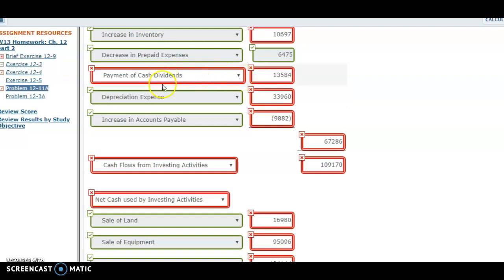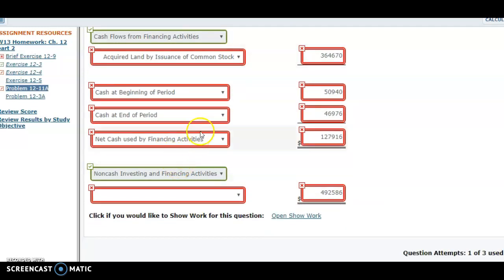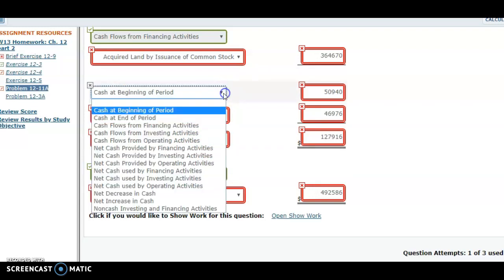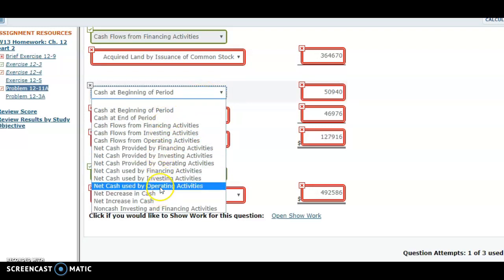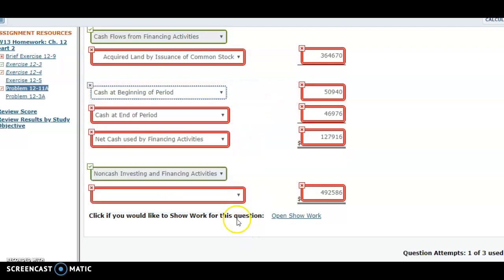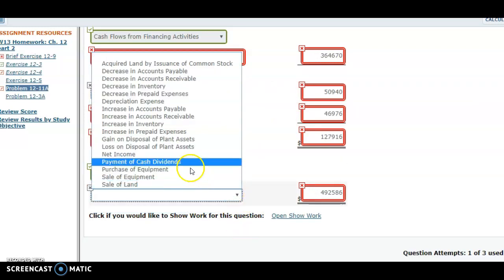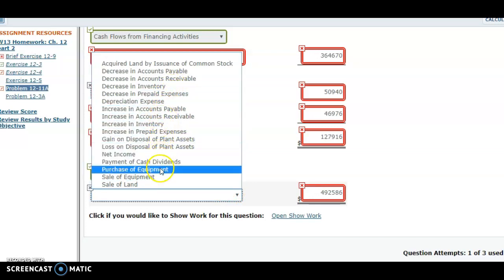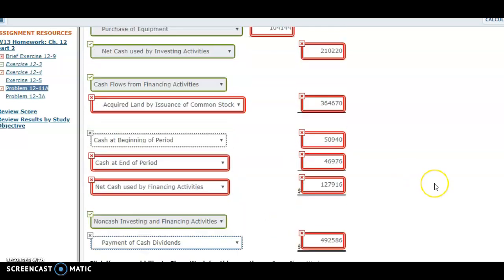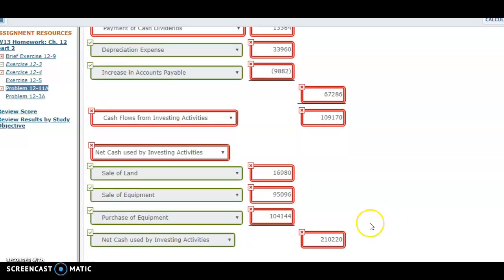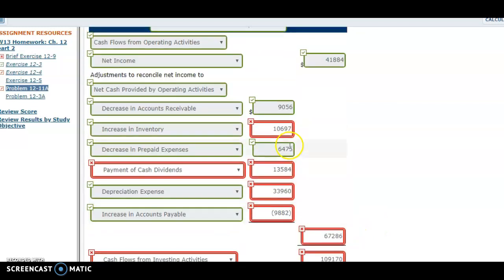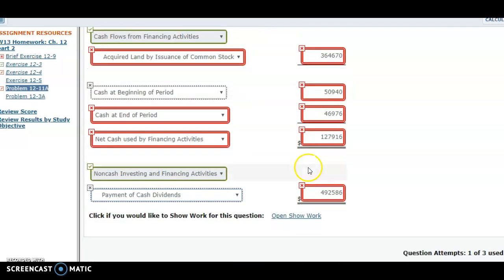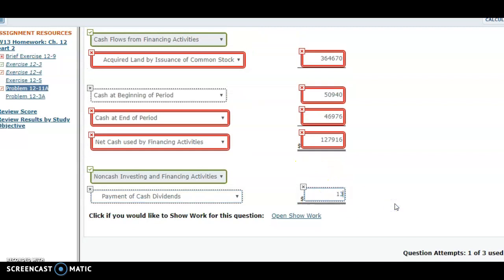And I was trying to put the cash dividends. I believe it goes down here, but I couldn't find it listed for the cash dividends on the drop down arrow. So I don't know where it goes, unless maybe it goes here. Cash dividends. Oh, there's one. So let's try that for our next round. Where's the amount? 13584.